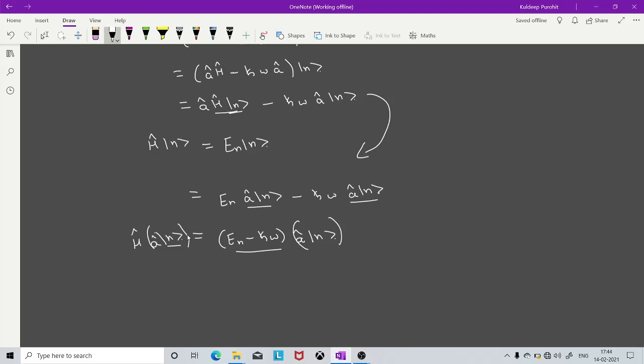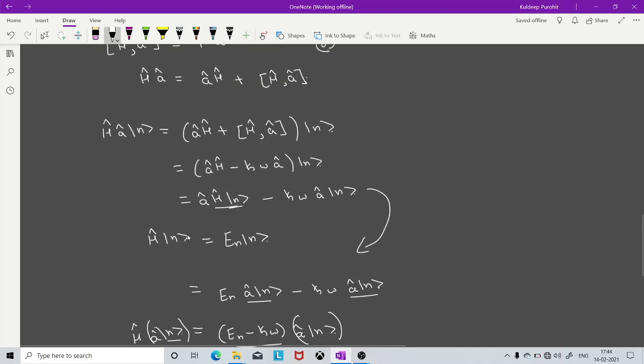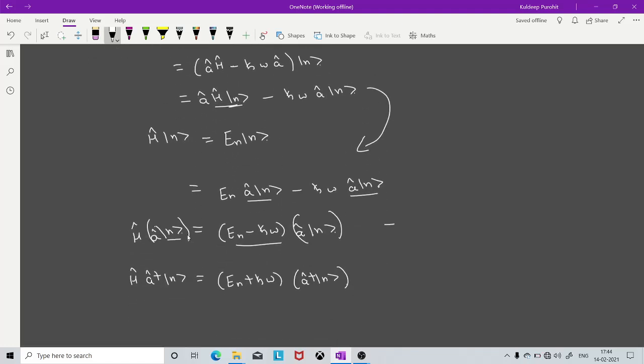And using the same algebra you will find that when the Hamiltonian operator along with the a dagger operator operates on a state n, you will find an increase in the energy by h cut omega, and a dagger into n will be left out common. So these are again very important expressions. I will call them expression number 9 and expression number 10.